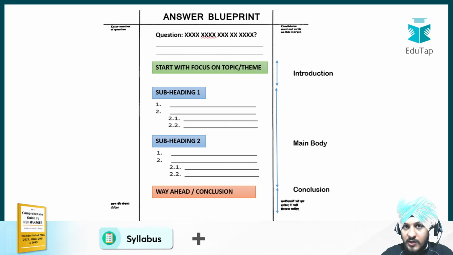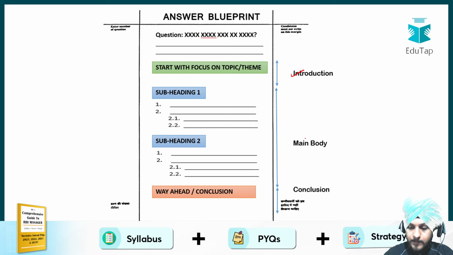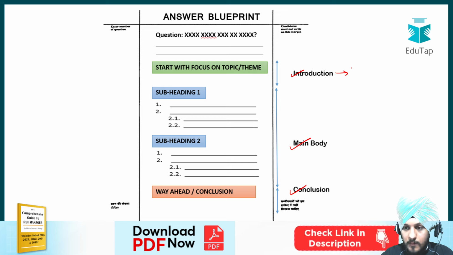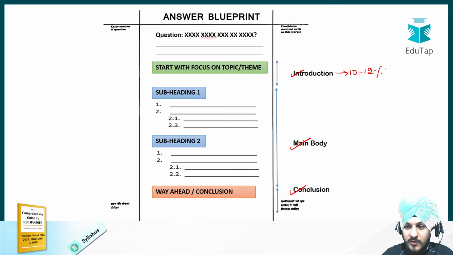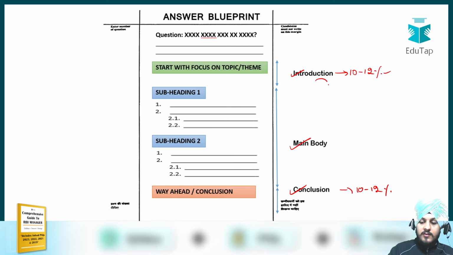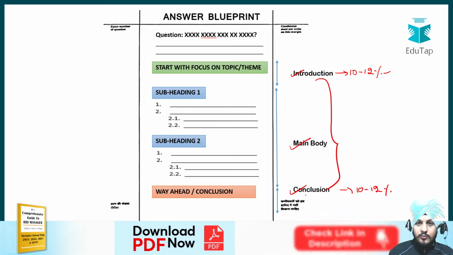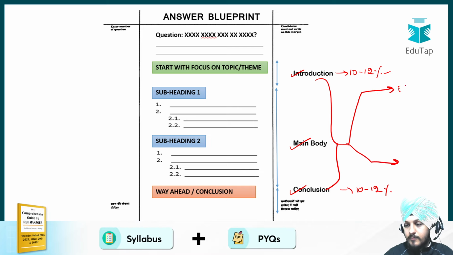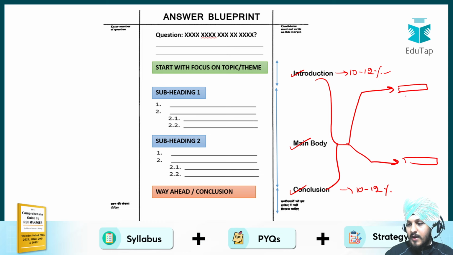So you have to divide your answer into the introduction, the body, and the conclusion. As a part of introduction, you have to make sure that your introduction should not cross 10 to 12% of the total word limit. The same rule applies to the conclusion also, and the rest of the word limit should be dedicated to the body part, where you have to break down the body into different headings and subheadings.